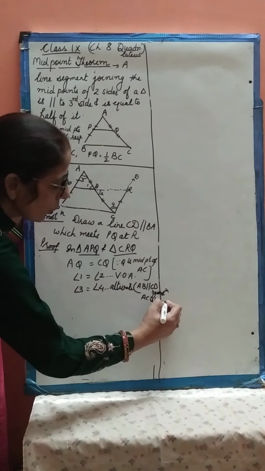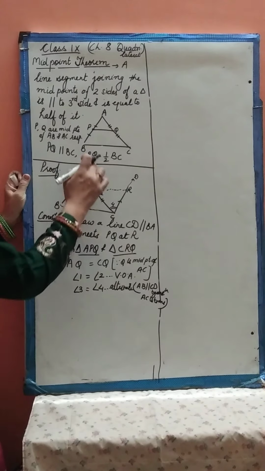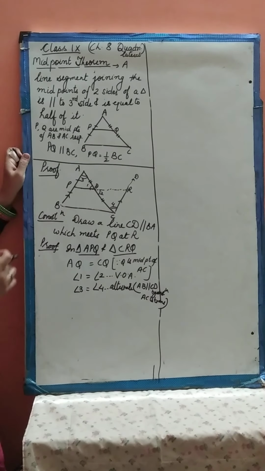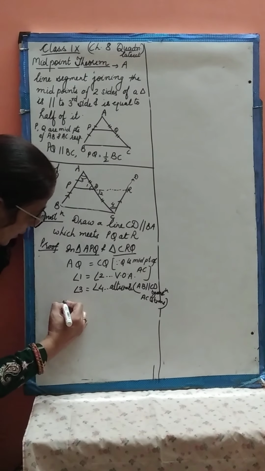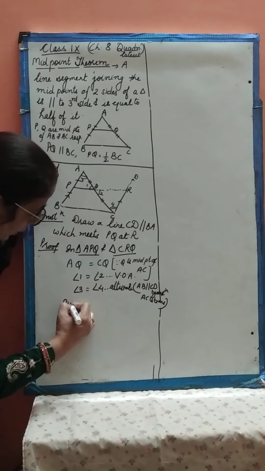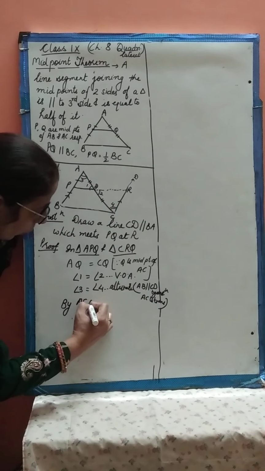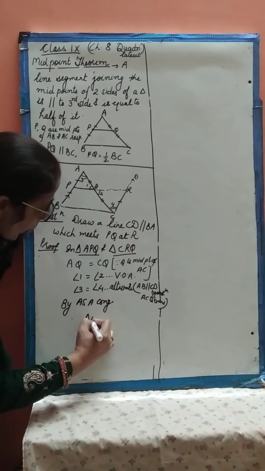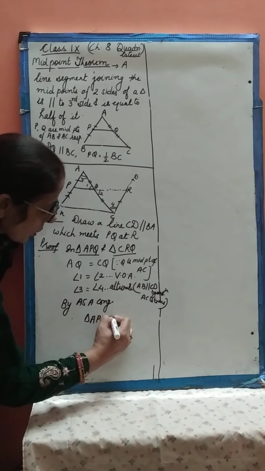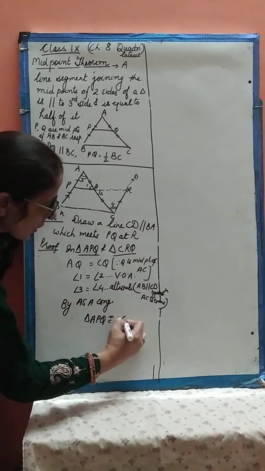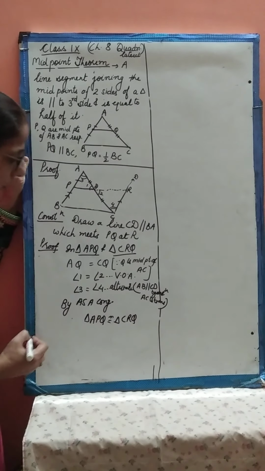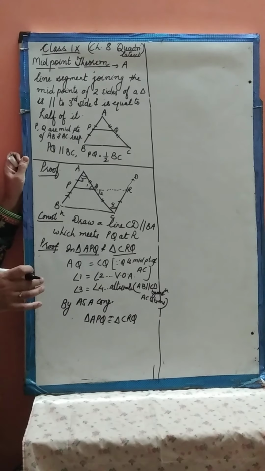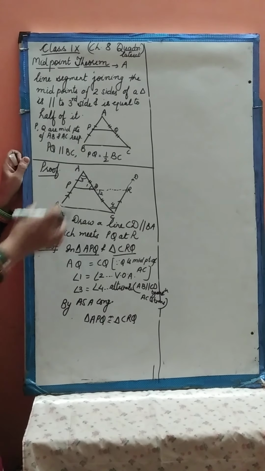So by which congruence? Just check this angle, this angle, this angle, this angle and this side, they are equal. So by ASA congruence, triangle APQ is congruent to triangle CRQ. Got it? Now, if these two triangles are congruent, it means the rest of the corresponding parts are also equal.